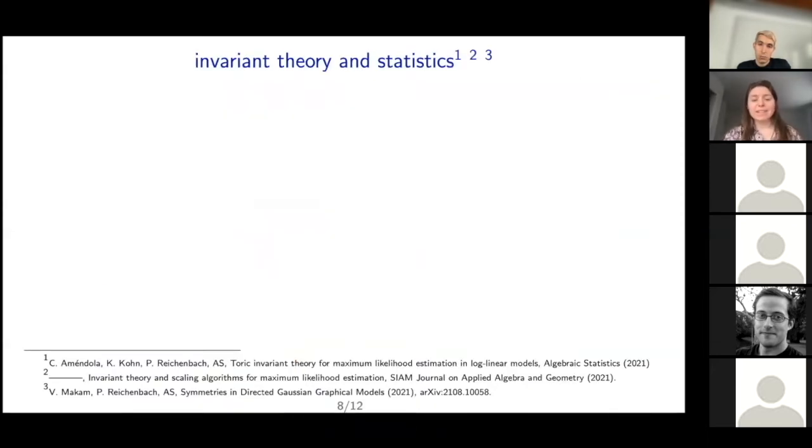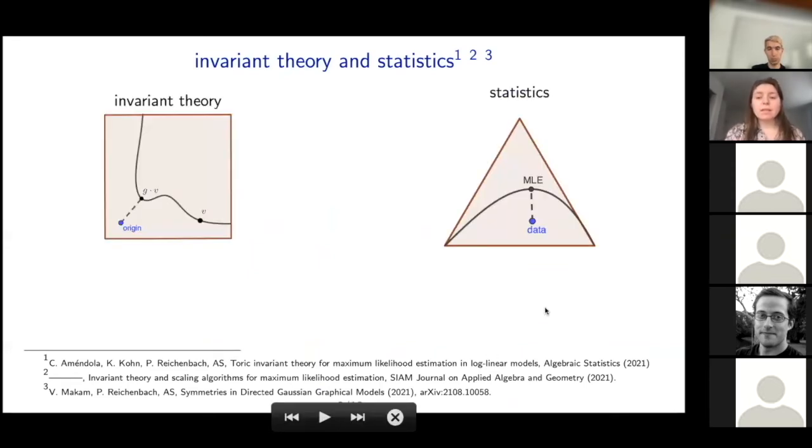All right, so now we can get to connections between invariant theory and statistics. As I mentioned before, this is something that we've been working on recently. The goal is to connect these two pictures that I've been talking about. On the invariant theory side, we have a point and its orbit, and we're looking for its closest distance to the origin. And on the statistics side, we have our space and we have a model and some data, and we're looking for the point in the model that best explains the observed data.